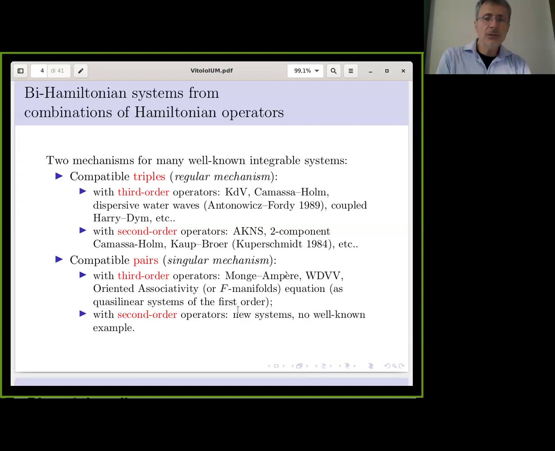The situation changes quite drastically when we consider compatible pairs, because we have as main examples, in two components, Monge-Ampère equations, and from three components onwards, WDVV equations and the oriented associativity equation. With second-order operators, we have no known examples. At least I do not know any example in the literature where the Bi-Hamiltonian pair is made by a second-order homogeneous operator and a first-order local or non-local homogeneous operator.